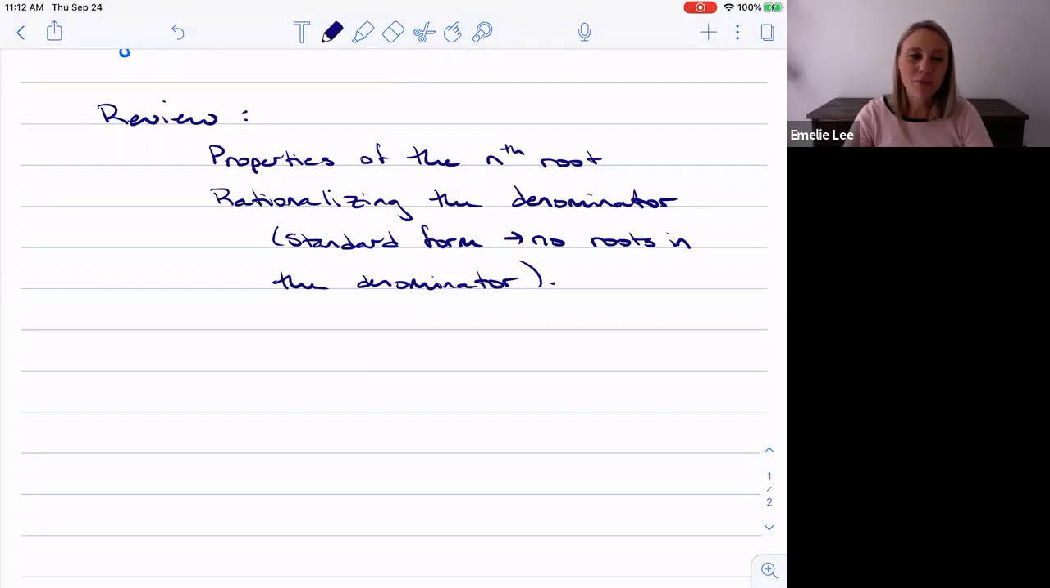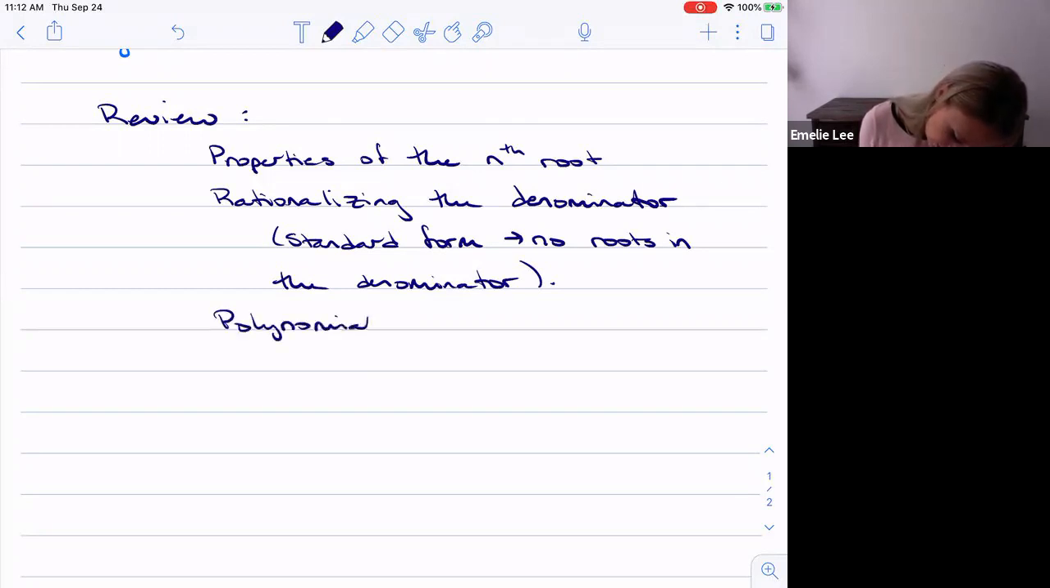It was a little bit tricky if we had a power inside as well as the root, but we had a way to deal with that. We just need to use that formula that we talked about. So that was all putting things into standard form and rationalizing the denominator. Then we moved on to talk about polynomials. We talked about some terminology around the polynomials. Each chunk of stuff in a polynomial is called a term.